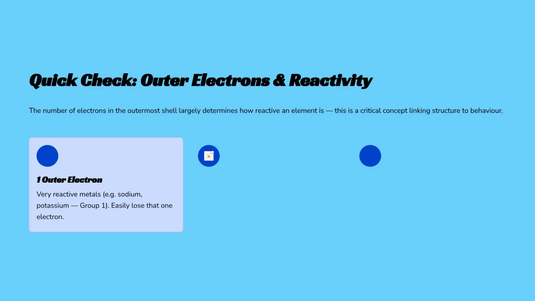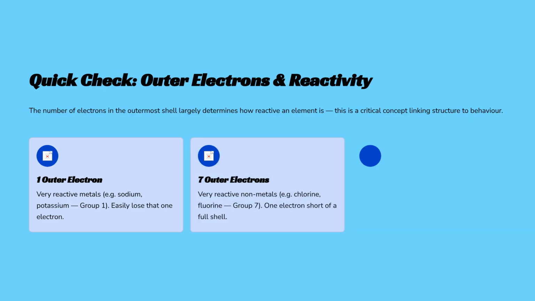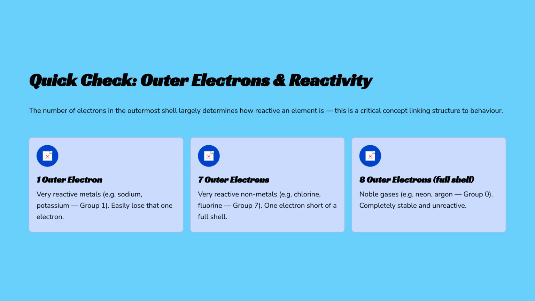Elements with 1 outer electron, like group 1 metals, are very reactive, easily losing that electron. Elements with 7 outer electrons, like group 7 nonmetals, are also highly reactive, needing 1 electron to complete their shell. Noble gases with 8 outer electrons are stable and unreactive.